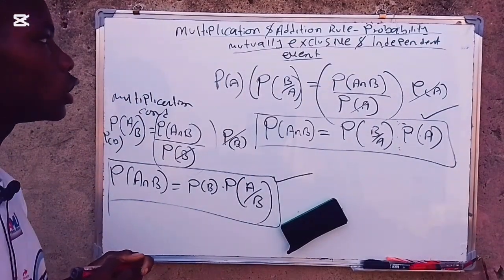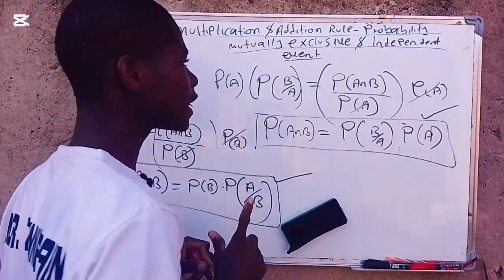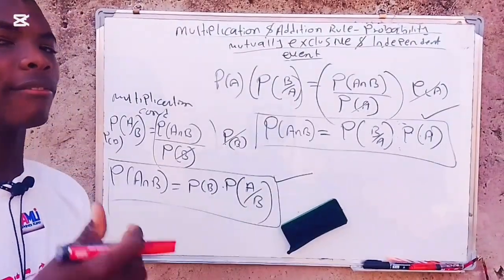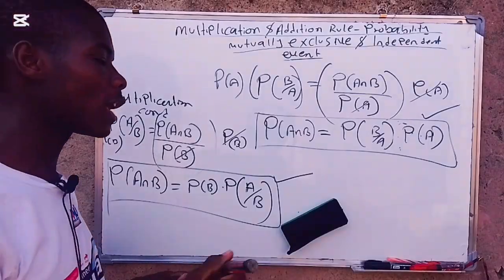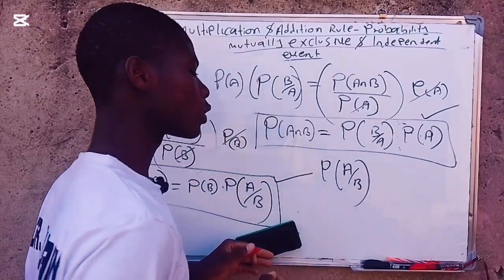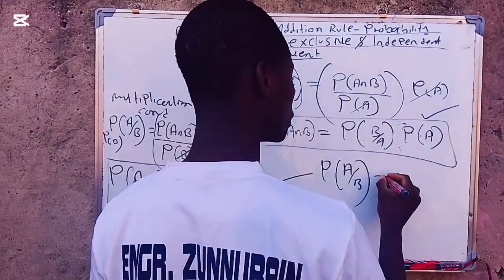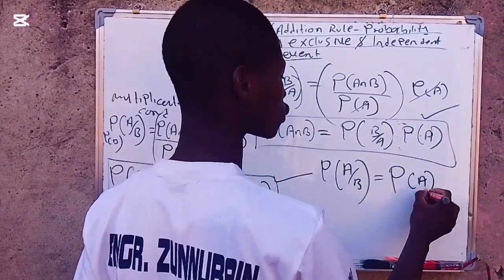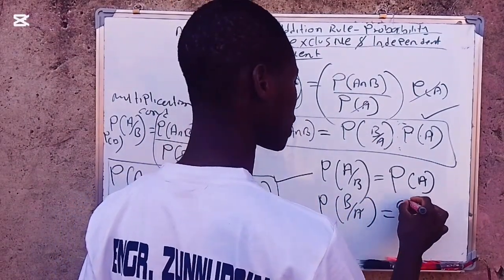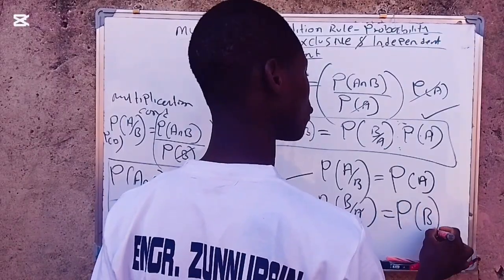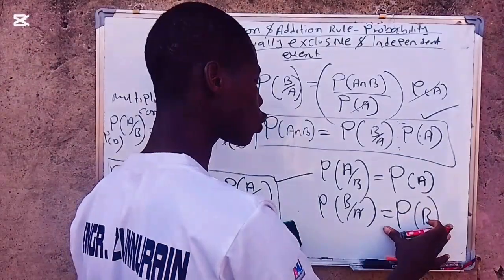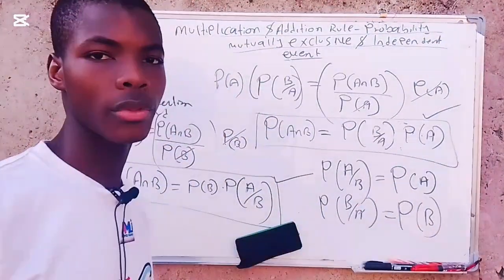So there is what we call independent events. If we say independent event, it is whereby an event is not dependent on another event. Suppose I have the probability of A given B. This is the same thing as the probability of A, and the probability of B given A is the same thing as the probability of B, because this does not depend on this, and also the probability of B does not depend on this.